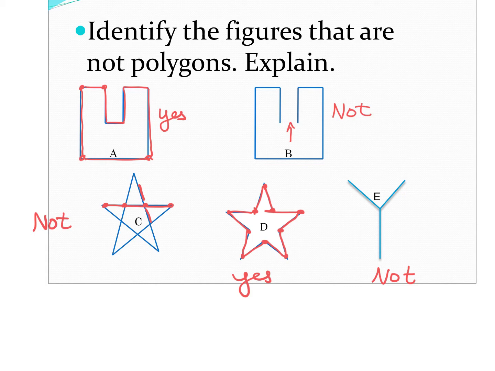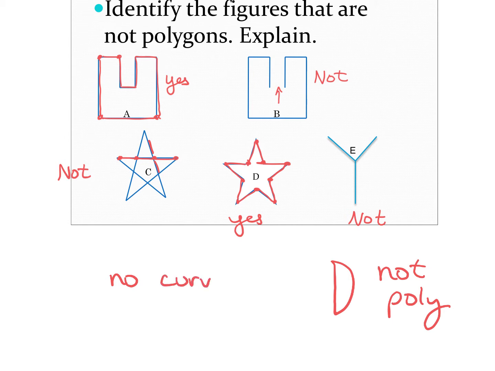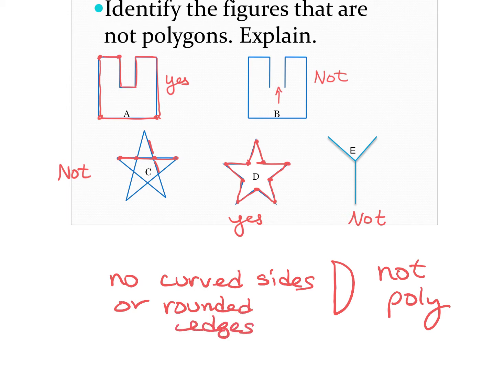Another thing for a polygon is notice the sides must all be segments. So if you have a figure that's got a curved side, this is not a polygon. So a polygon can't have any curved sides, or you could also think of them as rounded edges. So as soon as it curves, it's not a polygon. They have to be segments that make up the sides of your polygon.